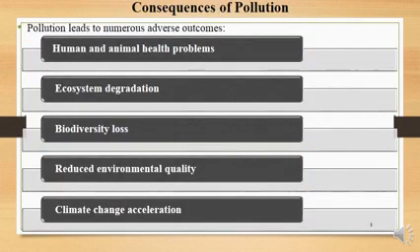Consequences of pollution. Pollution leads to numerous adverse outcomes. We have human and animal health problems. When it is accumulated, when you keep piling up these harmful substances, or we keep inhaling those exhausts or combustion fumes, or when you are exposed to industrial noise, it actually affects human and animal health. It results in health problems.